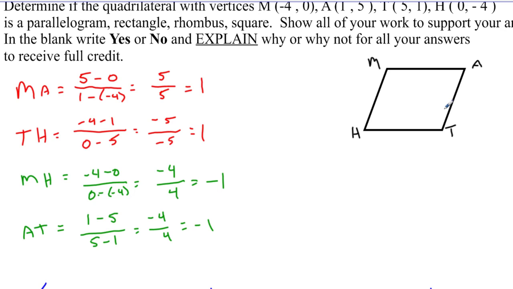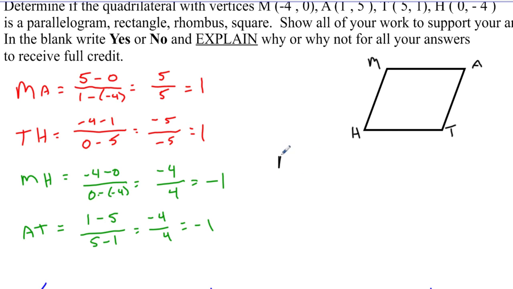Without measuring MH and AT, I know that they are the same length. But what I don't know for sure is that MA and AT are the same length. Or I don't know that MH and HT are the same length. So I really just need to compare 2 consecutive sides and establish that they are the same, and then I know that actually everything in the parallelogram would have the same side length.